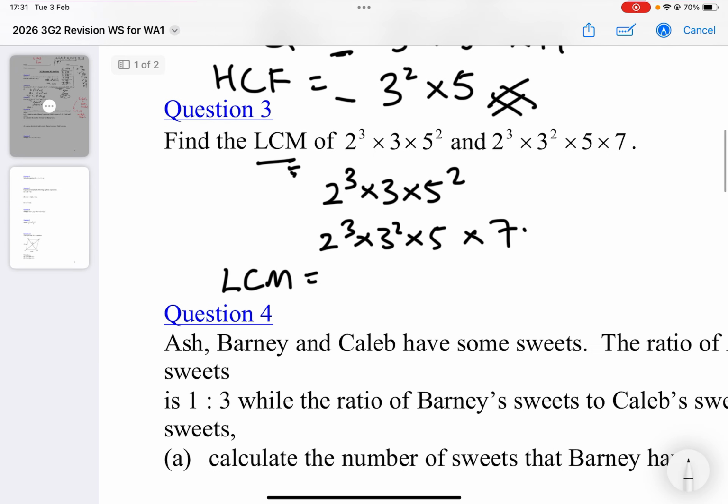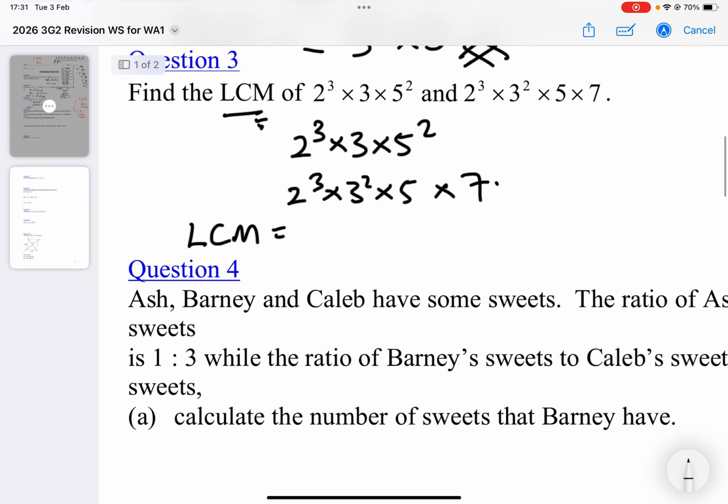Okay, so if I want bigger things, multiples, again I go and choose between 2 cube and 2 cube, both the same. So I choose the bigger one of them, so it's 2 cube. Between 3 and 3 square, I will choose 3 square because 3 square is bigger than just 3. Between 5 square and 5, choose 5 square. Between don't have 7 and have 7, I choose 7 because multiples, I want big things.